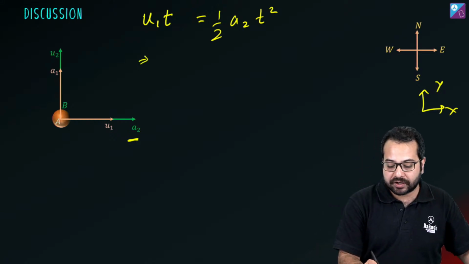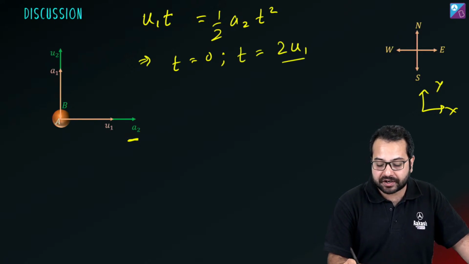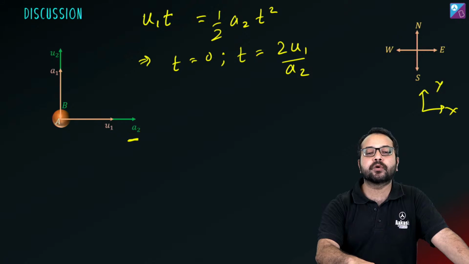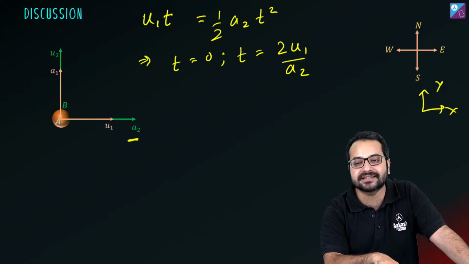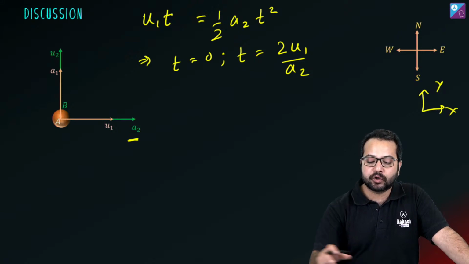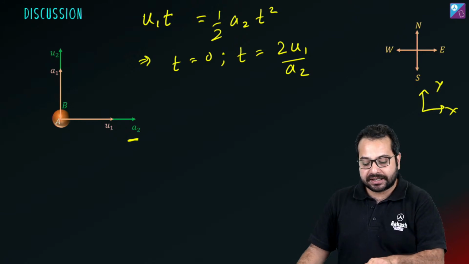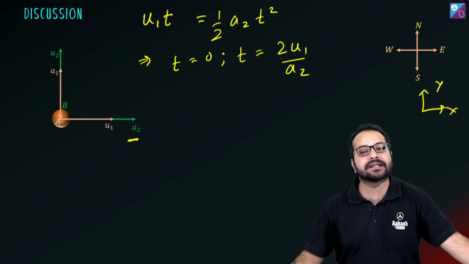So what is this going to give us? This is going to give us either t is equal to 0 or t is equal to 2u1 divided by a2. And t is equal to 0 means they are both at the same initial position, which is true. So t will be equal to 2u1 upon a2. If their x displacements match, then t should be equal to 2u1 upon a2.